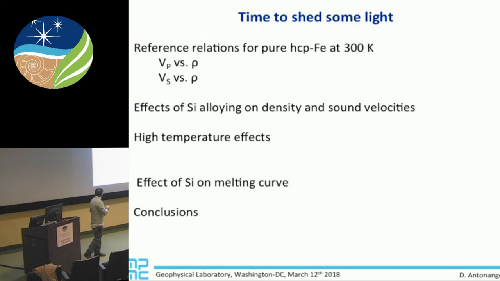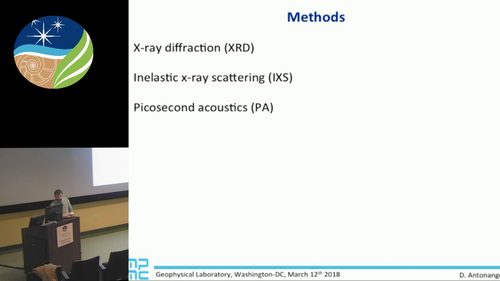And then I will add the last ingredient, which is high temperature. An independent constraint will come as well on the effect of silicon on the melting curve, and after having gone through these observations, I will see what kind of conclusions we can derive and what we cannot.